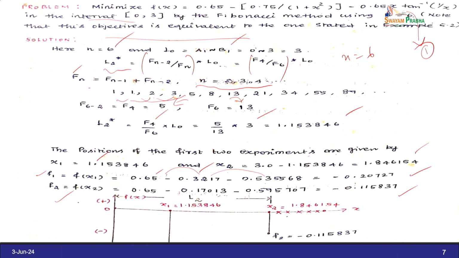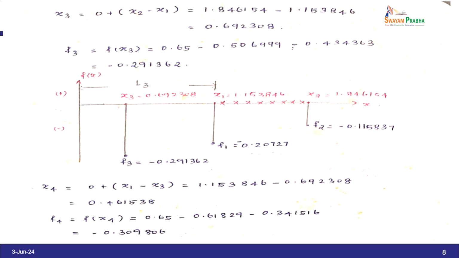Now, you have to trace the point. Here x1 is 1.153846, x2 is 1.846154, and the difference of these is 0.115837. So, this lies here. Now, based on the graph, we have to go to the next step.